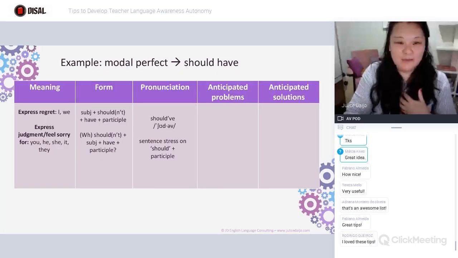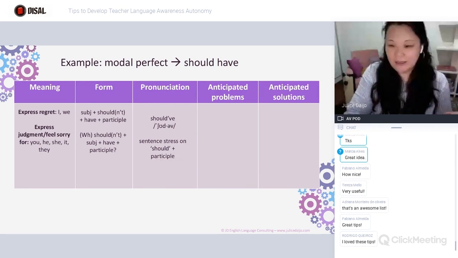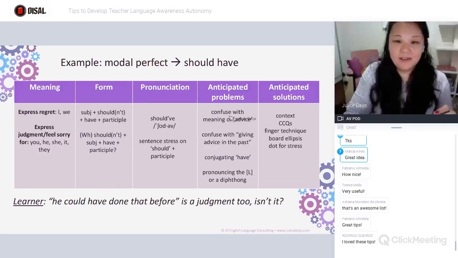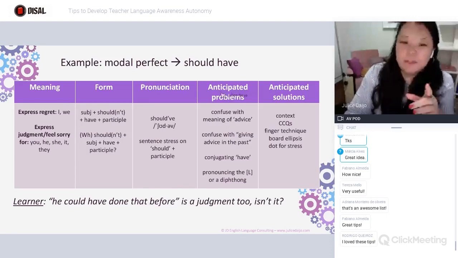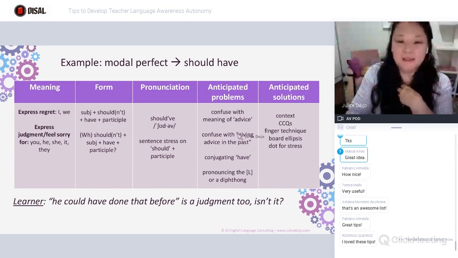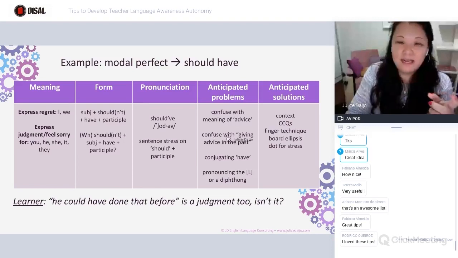Pronunciation. I am particular and enthusiastic about pronunciation. So the connected speech, and if it's in a sentence, which words should I stress? The should, the have, or all of them, or none of them? And then you anticipate problems and solutions. And it's nice because the moment you start anticipating problems, you kind of solve these problems for yourself as well. So when will students confuse it with an advice, or can I say it's an advice in the past or not, and so on and so forth.